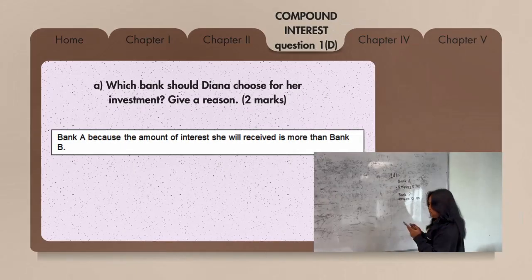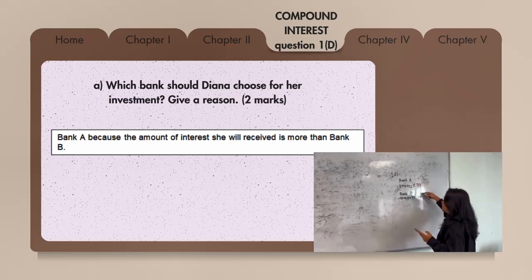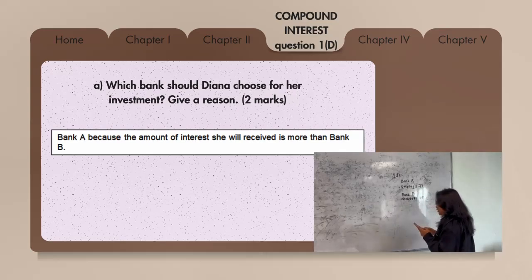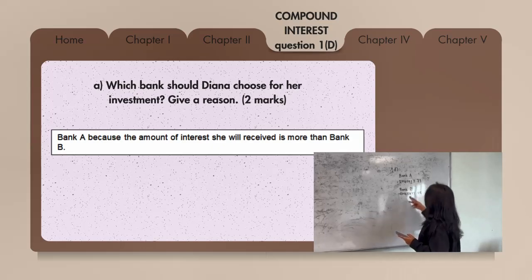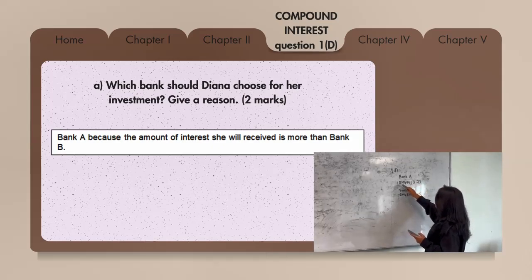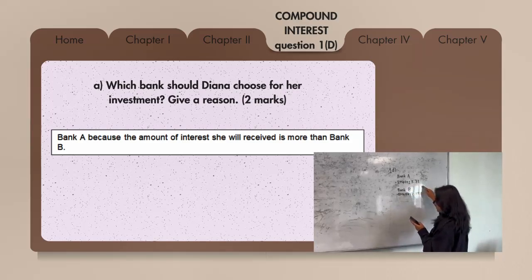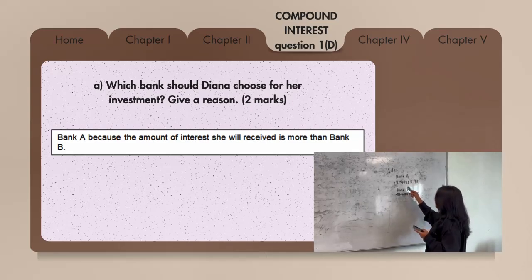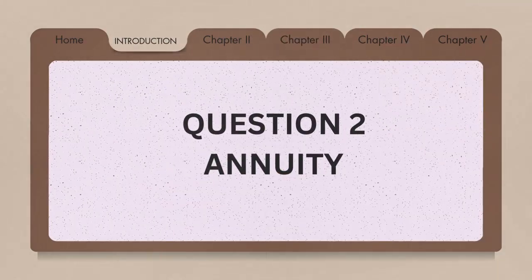So, for question D, which bank should Diana choose for her investment? Give a reason. Here I have the amount of interest from both bank A and bank B. Based on our calculation in question C, Diana should choose bank A because the amount she will receive is higher than bank B. The amount from bank A is 49,913 ringgit 73 cents, while the amount of interest from bank B is less than bank A, which is 48,472 ringgit and 85 cents.